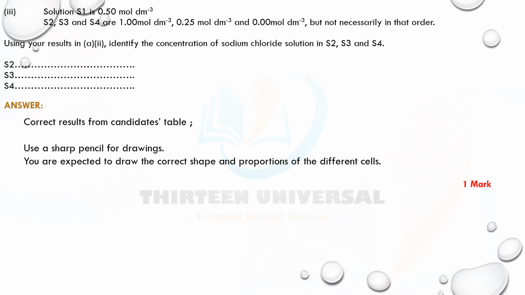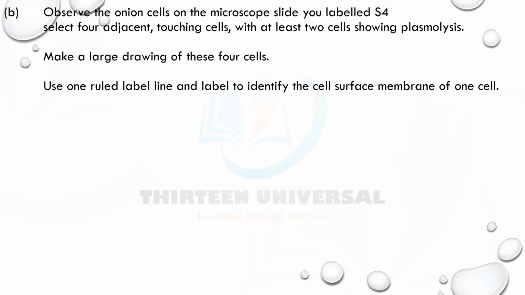Yeah. So look at the next one. 1 mark. Observe onion cells on the microscope slide you labeled S4. Select your adjacent touching cells. Select 4 adjacent touching cells with at least 2 cells showing plasmolysis. Make a large drawing of these 4 cells. Use one ruled line and label to identify the cell surface membrane of one cell.